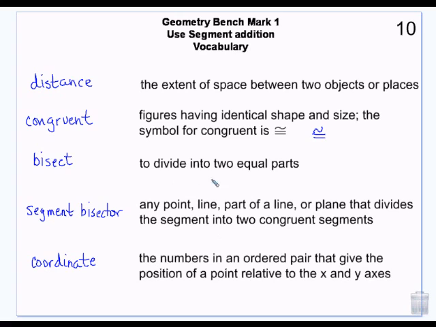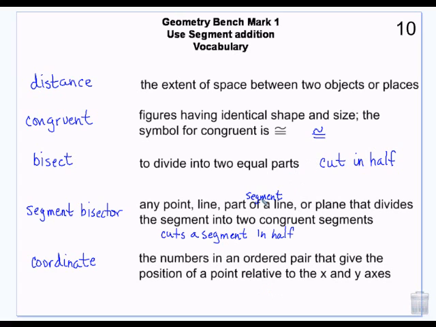Bisect is to divide into two equal parts, or you can also say cut in half. A segment bisector is a point, a line, or a segment, a part of a line, or a plane that divides a segment into two congruent segments. So basically, it's anything that cuts a segment in half. We can't cut a line in half because lines are infinite. So what's half of infinite?